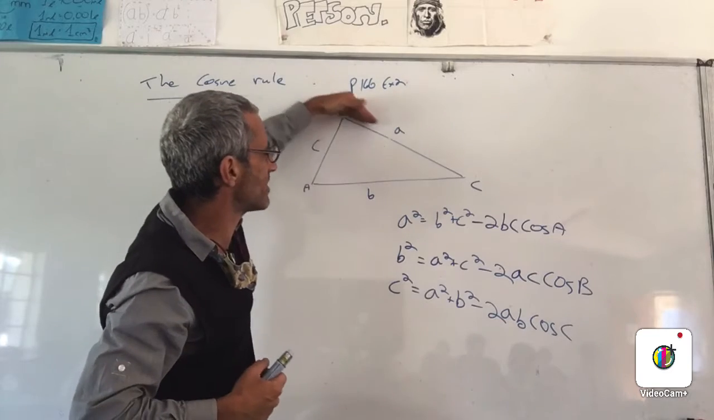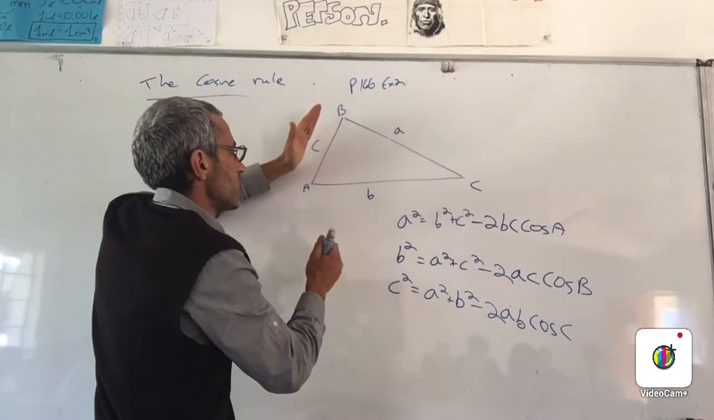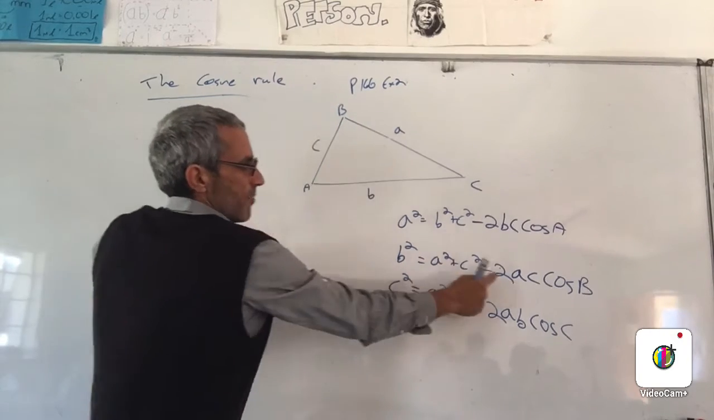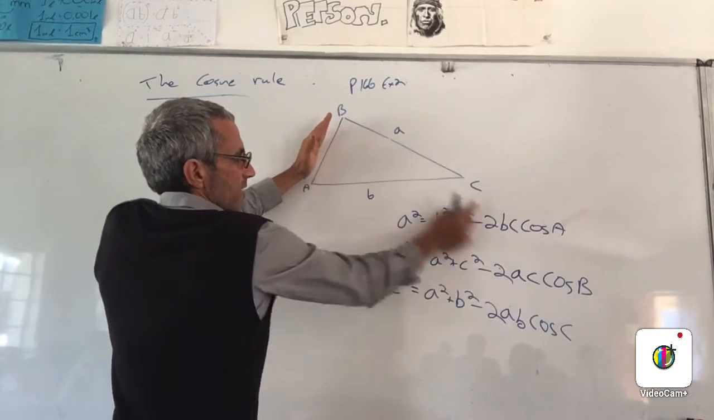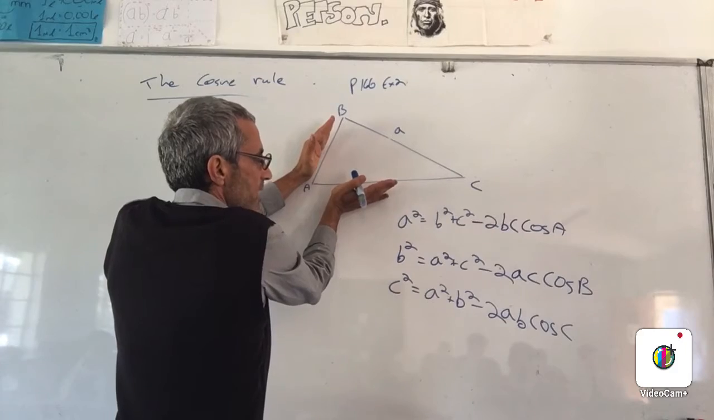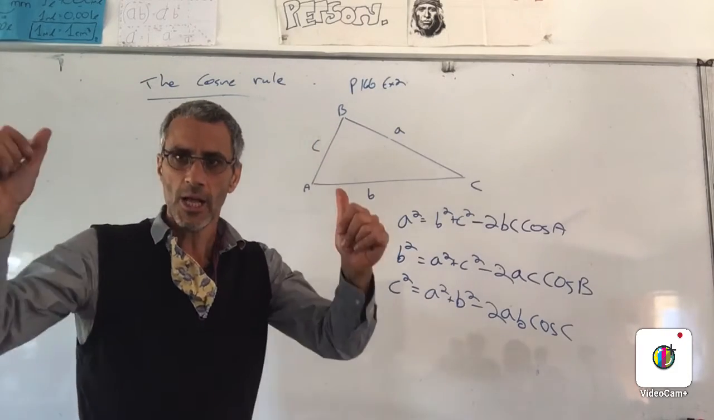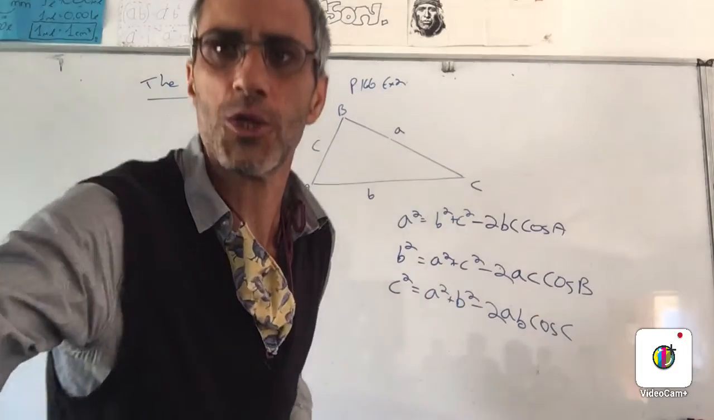It's always going to be a side squared equal to the sum of the squares of the two other sides, minus 2 times the product of these two sides. In this case, it's BC. Okay? Times the cosine of the angle. Okay? I'll pause here and let's do a question.